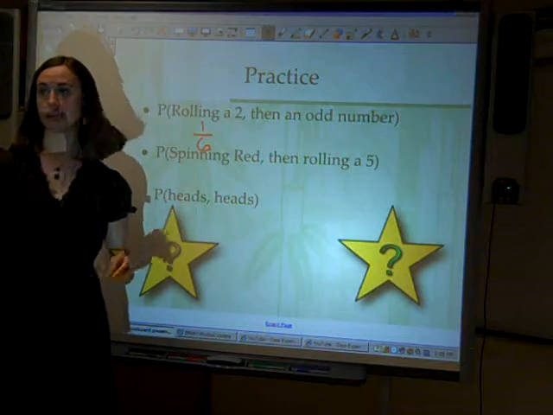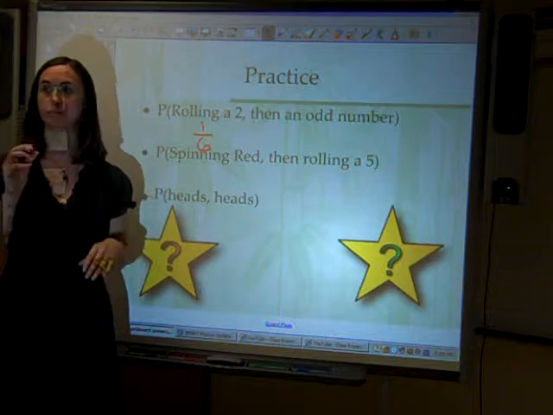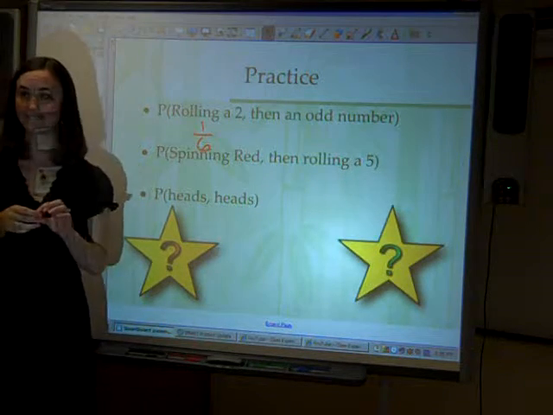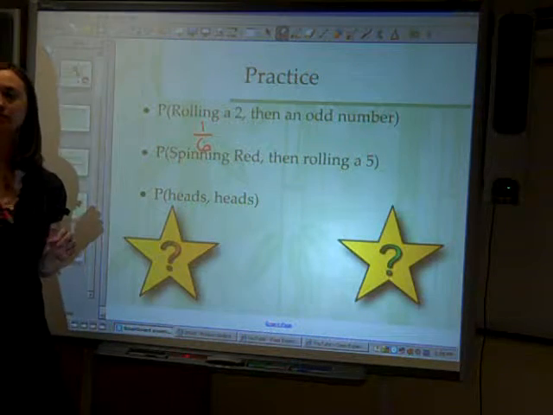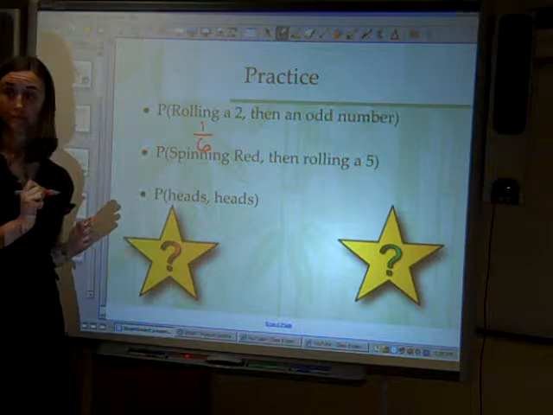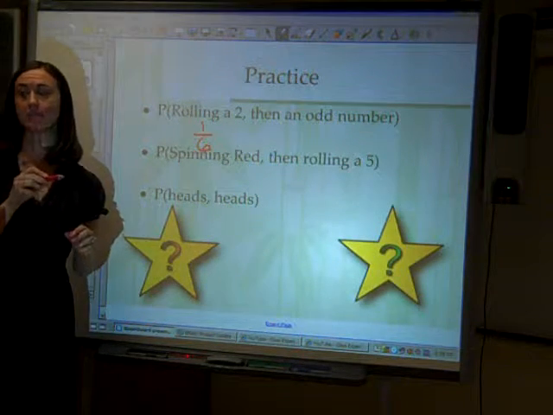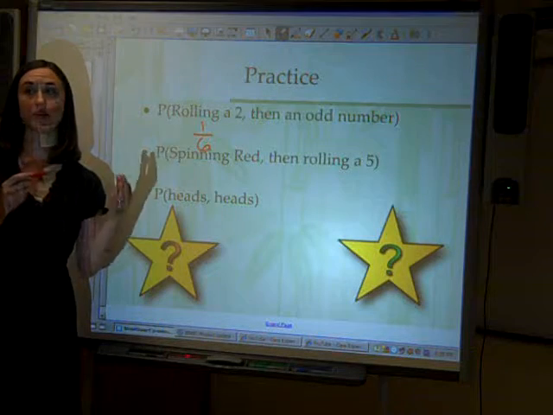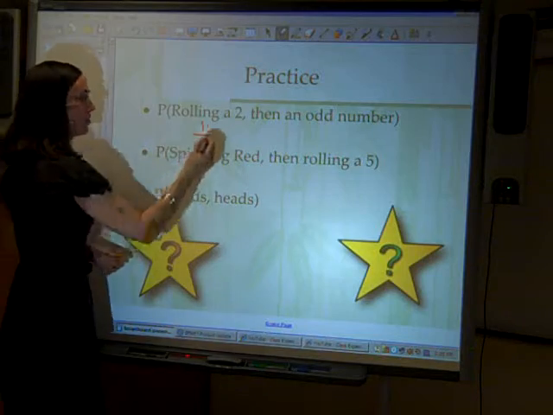And then the probability of landing on an odd number, what's the probability of that happening, Tim? 1/2. How'd you get 1/2? Because there are 3 odd numbers on a number cube, and reduce that to 1/2. So there's 3 odd numbers on a number cube out of 6. So 3/6 reduces to 1/2. Good.